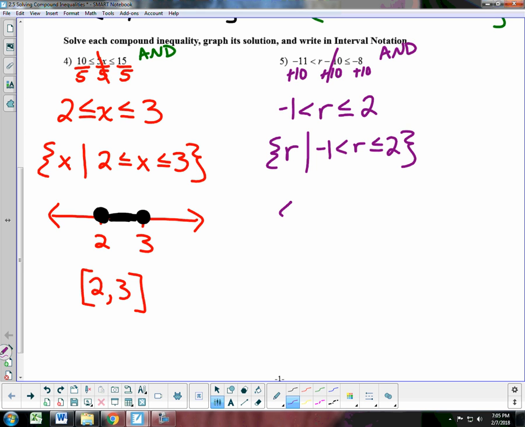Next, let's do the graphing. This will look very similar to the last one of negative 1, positive 2. Now the difference here though is notice how there's just a less than symbol next to the negative 1. That means we'll have an open circle where the negative 1 is, but we'll still have a closed circle where the positive 2 is. Shade everything in between for an and situation.